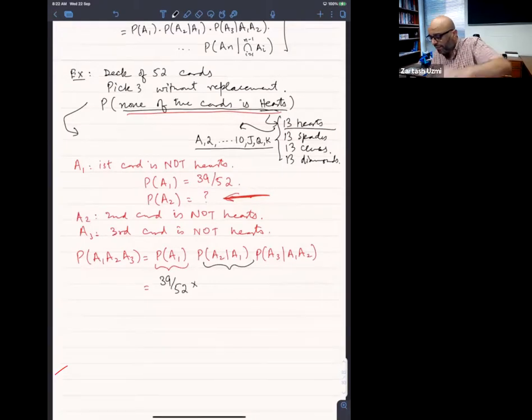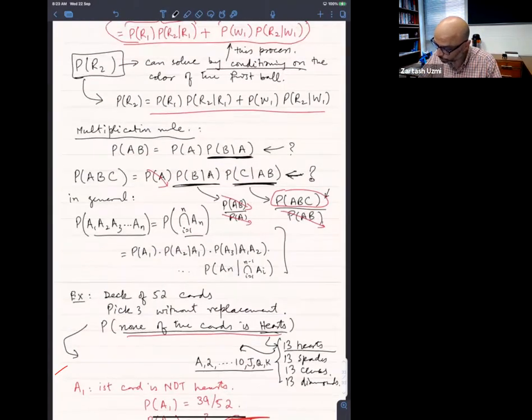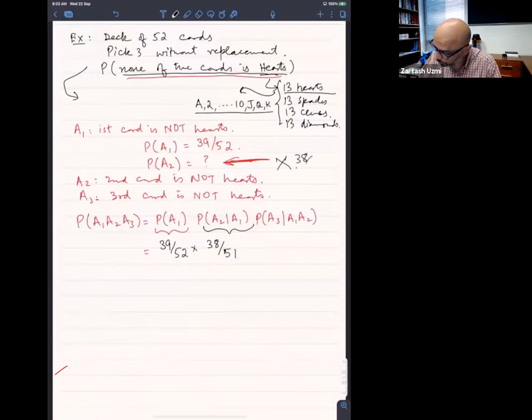Given A1 means that now you have taken away a card that is not a heart. You still have 13 hearts. So, to calculate the probability of A2 given A1, it would be equal to 38/51, which is not the probability of A2. It's 38/51 for the probability of A2 given A1.